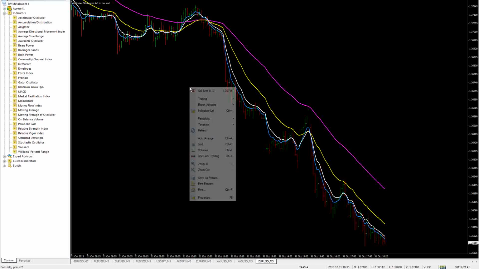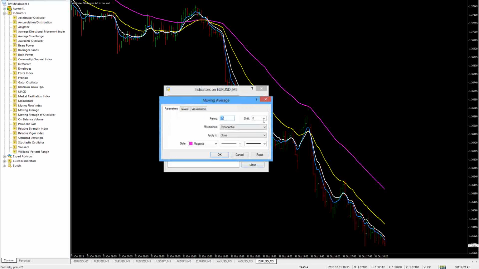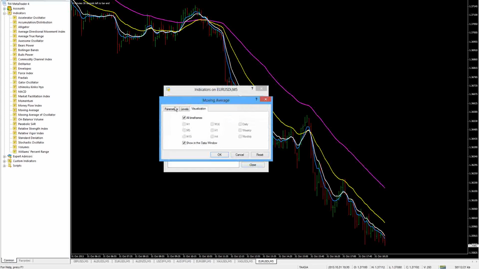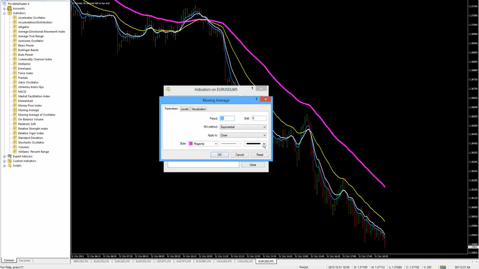So let's take a look at what I have on here. This is my 55, exponential, close, and pink. Levels and visualization for all of these will be blank. You don't need to mess with that. The only thing I've done is increase the thickness of the lines here, and you simply do that by selecting it. If you click on this, you get a big old fat line, as you can see. Let's put it back to here.